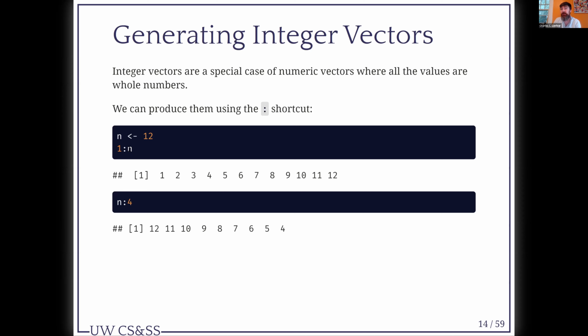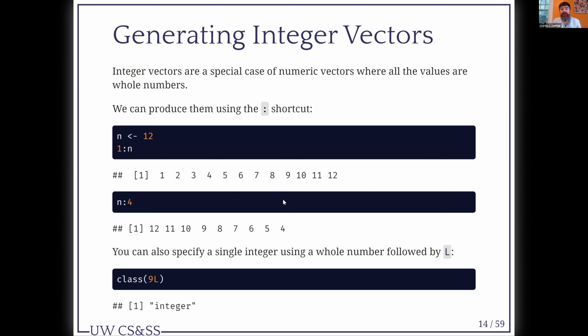The colon operator doesn't require literal numbers here. You could use an object, which is a single number. And then 1 colon 12 generates all the integers from 1 to 12. You can also count the other direction. This is counting from 12 to 4. It will count downward. Good way to create indices for things. You can also specify a single integer. You can also do this in a vector.